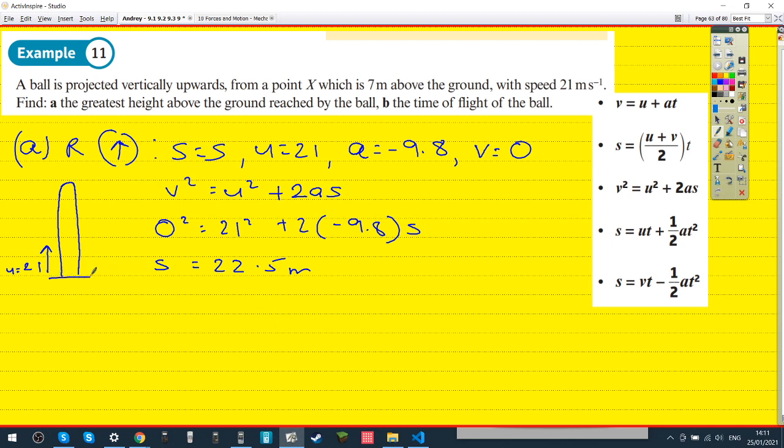And so from its starting point, we have to minus 7, don't we? I think you would add 7 because this is 7, like here. Okay. Yep. And that's 22.5. And so greatest height? 29.5. Yeah. Above the ground. Yeah. Okay. And any idea about B?